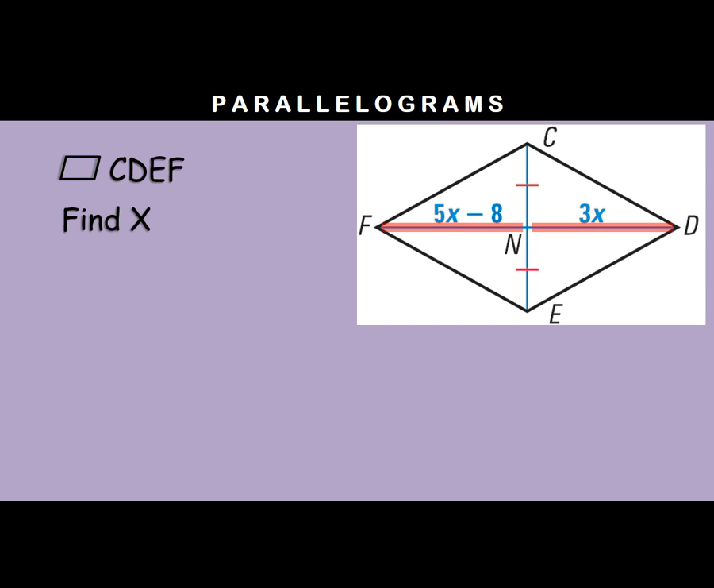So this 5x minus 8 has to be equal to 3x. Create that equation and solve for x. If you do that right, we should end up with 5x minus 8 is equal to 3x. Then I subtracted 5x from both sides, divided by -2, and we're going to get x is equal to 4.